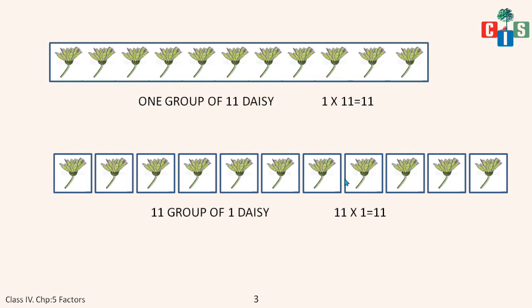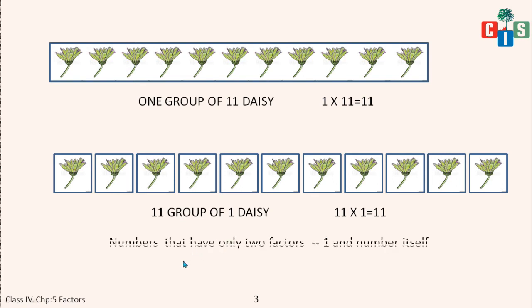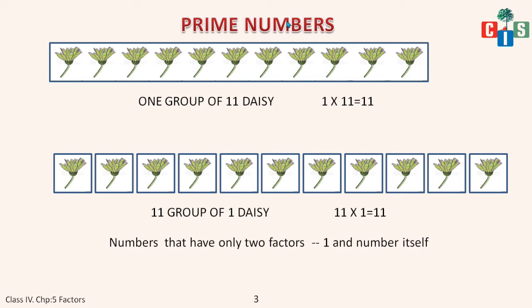No. Other than this? No. Yes. So 1 and 11 are the only factors of 11. Fine. And such numbers, the numbers which have only two factors, that is 1 and the number itself, are known as prime numbers. Okay.